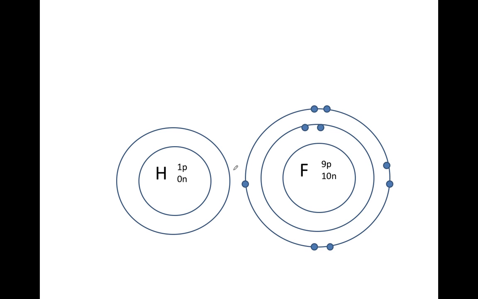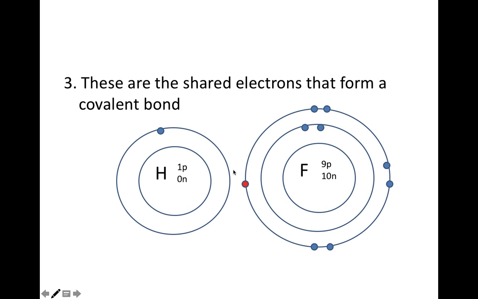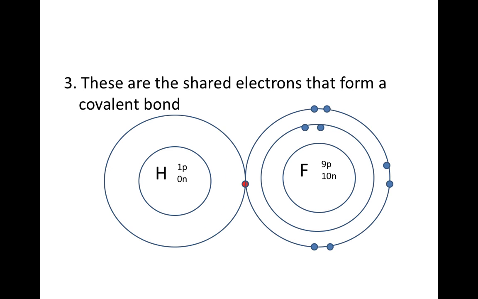We erase this electron and redraw the orbital so that it overlaps with the outer orbital of fluorine. And then we redraw the two electrons so that they sit exactly where the two orbitals overlap. These shared electrons that form a covalent bond are called a bonding pair of electrons and form a covalent bond.